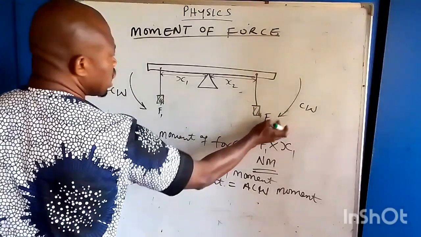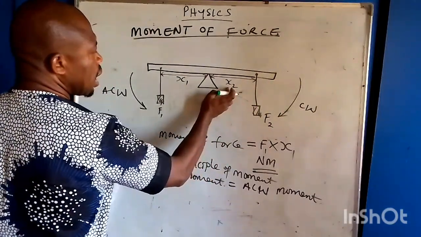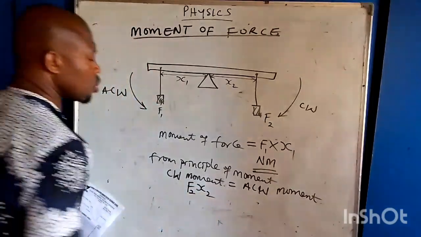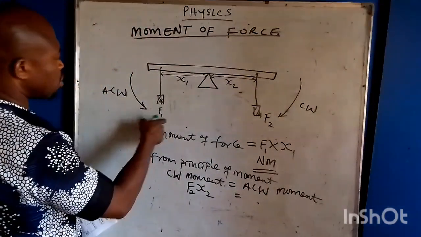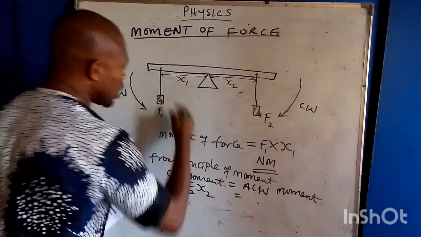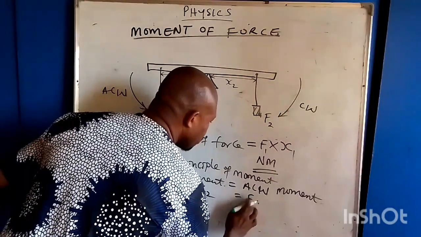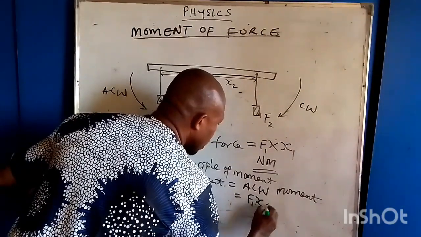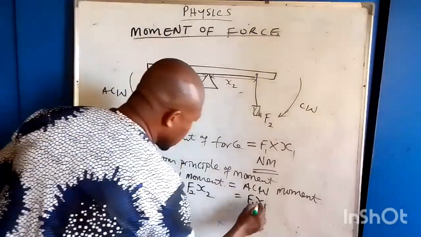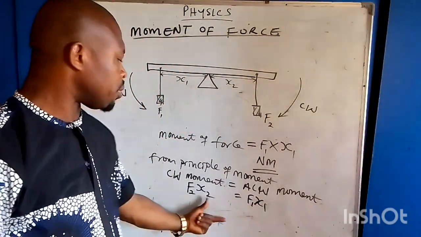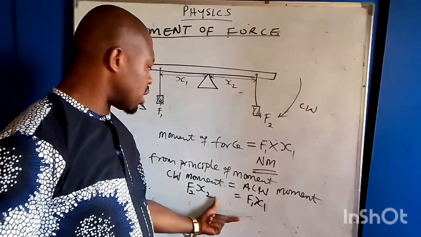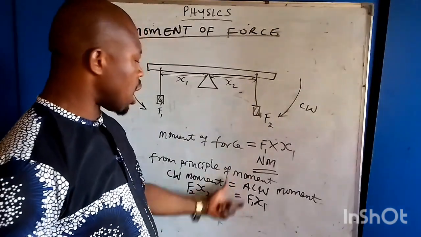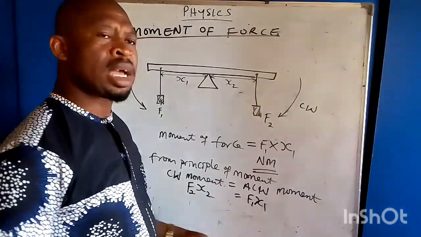Now the clockwise moment is F2 and X2, so clockwise moment is F2 times X2, which is equal to the anti-clockwise moment, which is this force here and the perpendicular distance, F1 times X1. So this is our formula. Now we can go ahead to take one or two calculations to give meaning to this.